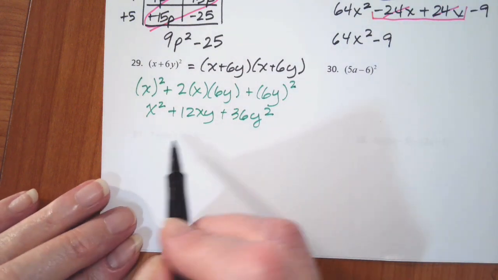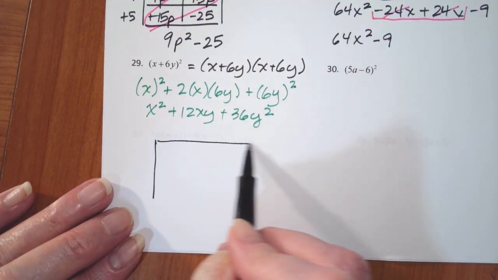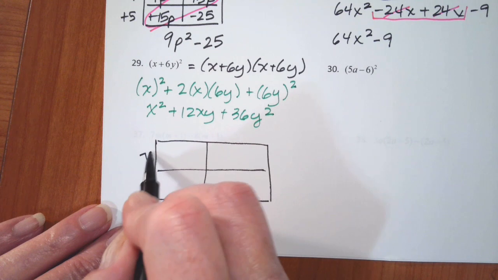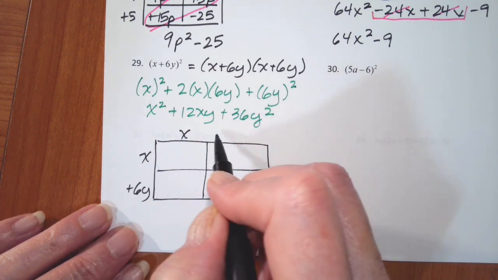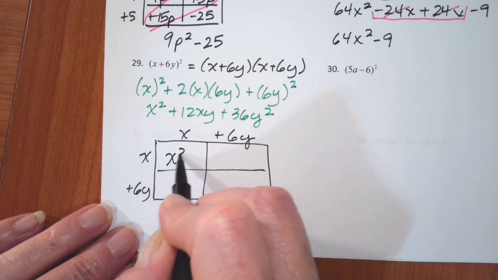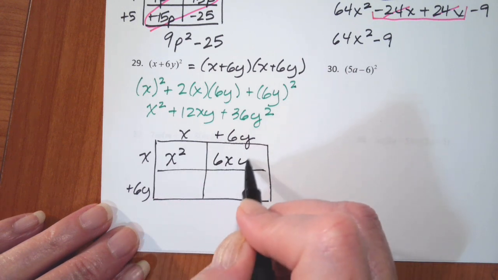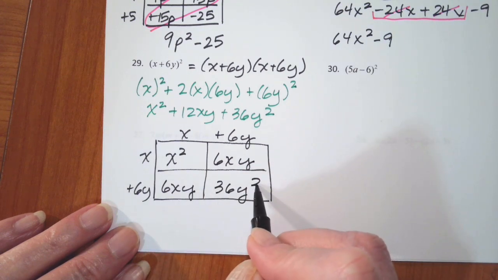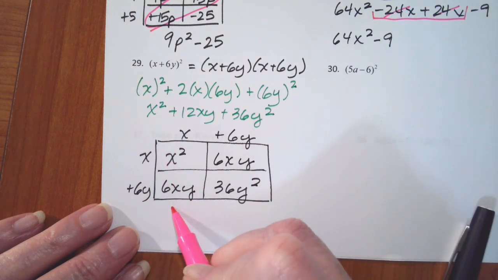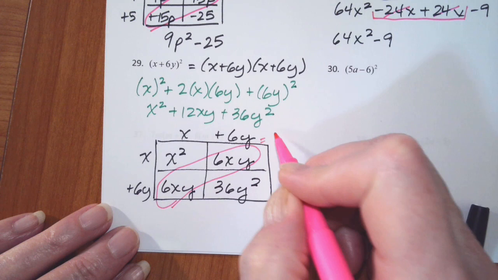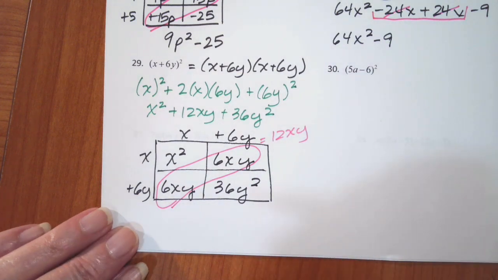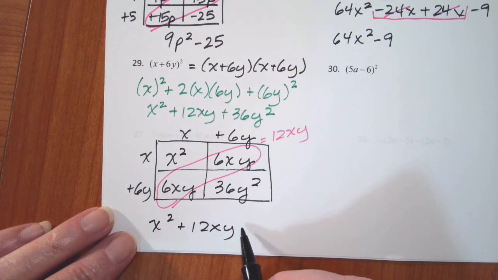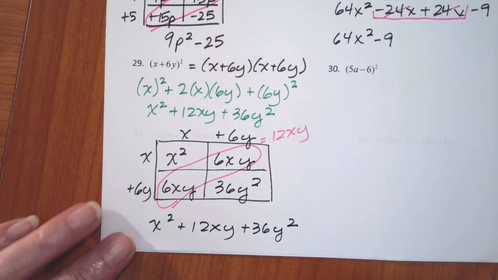Okay. You can still use the area model, or you can use double distribution, however you want to do it. Noticing I'm just kind of mixing them up here. There's no rhyme or reason why I'm picking what I am. So x plus 6y times x plus 6y, x squared, 6xy, 6xy, 36y squared. When I add these together, I get 12xy. So my answer is still x squared plus 12xy plus 36y squared.